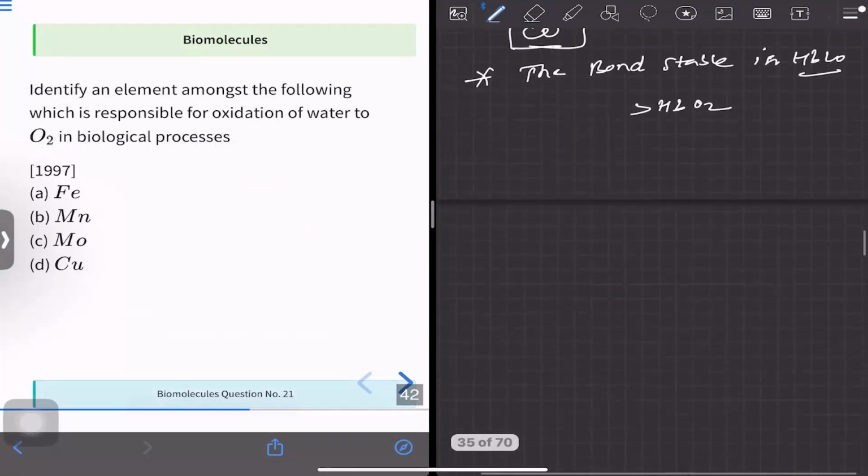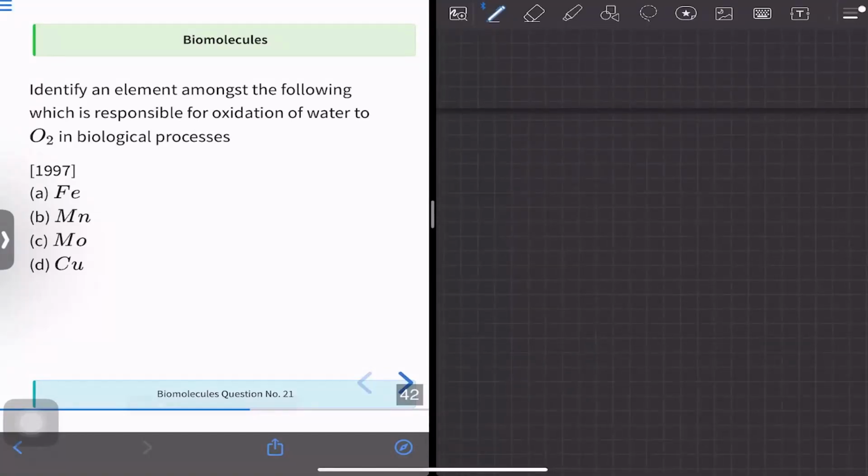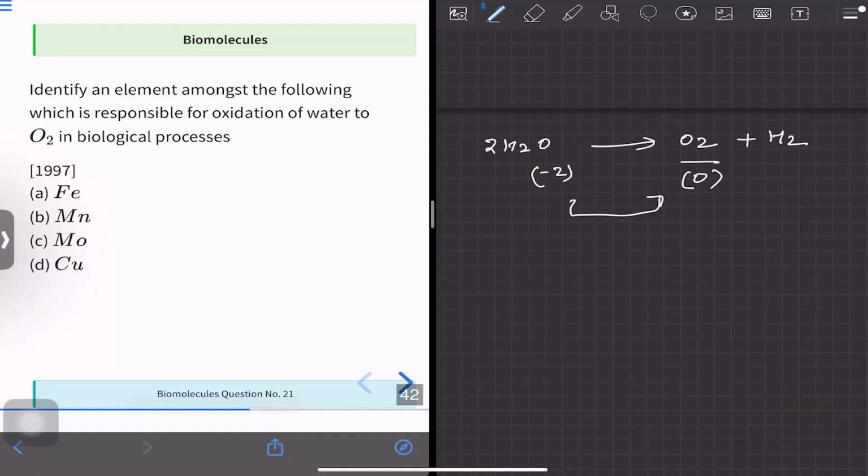Next question. Identify the element amongst the following which is responsible for oxidation of water to O2 in biological processes. What is the oxidation of water? When 2H2O undergoes oxidation, it produces O2 plus H2. There is a loss of electrons in the case of oxygen. The oxidation state of oxygen in water is -2. When it undergoes oxidation, it produces oxygen, where the oxidation state is 0. So oxygen loses electrons.